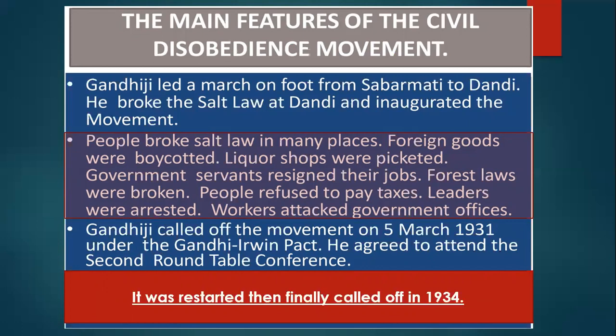So he called off the movement on 5th March 1931 because the British officer Irwin asked him that they could find a solution to all these problems, so let's have a meeting or a table conference and decide what to do. Gandhiji signed the Gandhi-Irwin Pact and agreed to attend the second Round Table Conference. He went to London, but in that conference he didn't find any positive discussion about Swaraj, so he was very upset. He came back from London and restarted the movement. But finally, it was called off again in 1934.